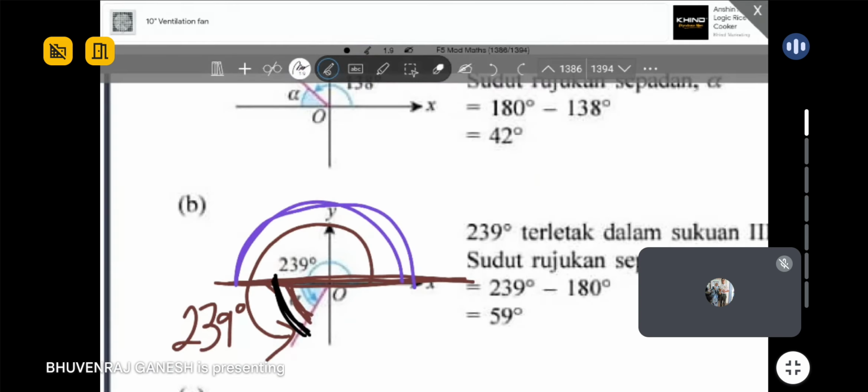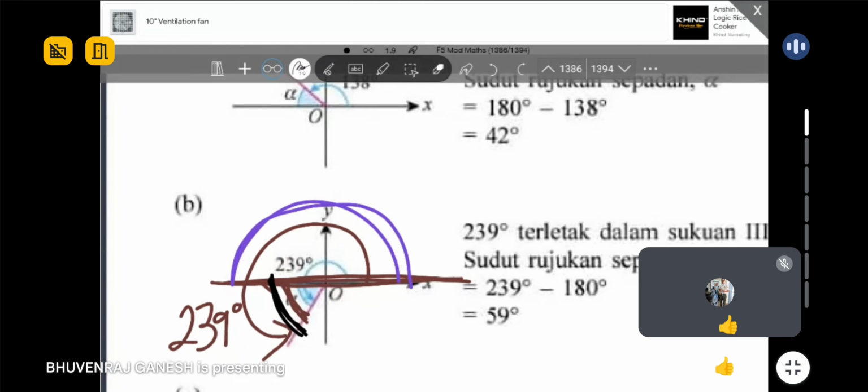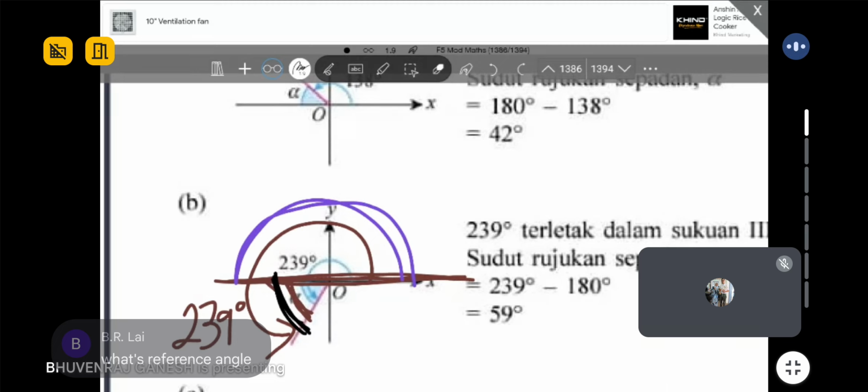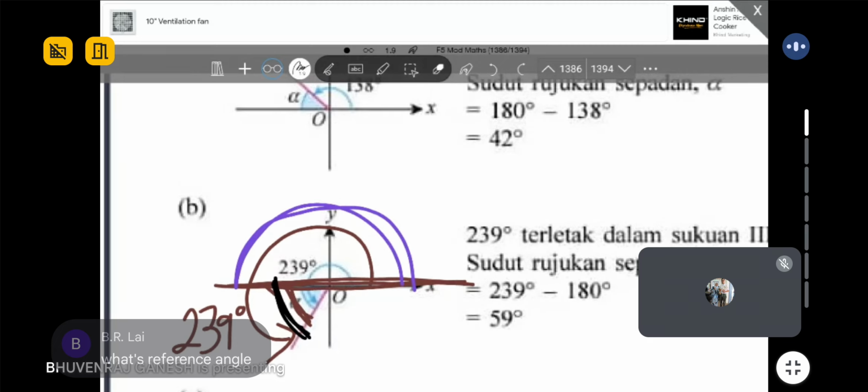Okay guys, can you all see the concept? All of you clear? Respond if you understand. Okay, this concept is very important, especially for those who take Add Maths, because you will always use this.